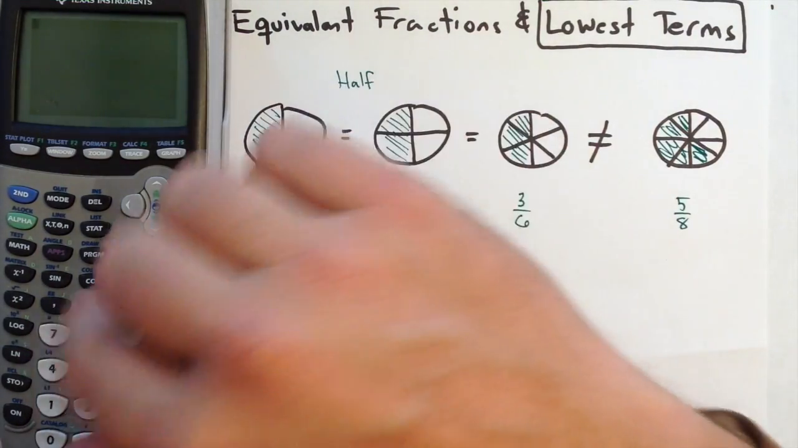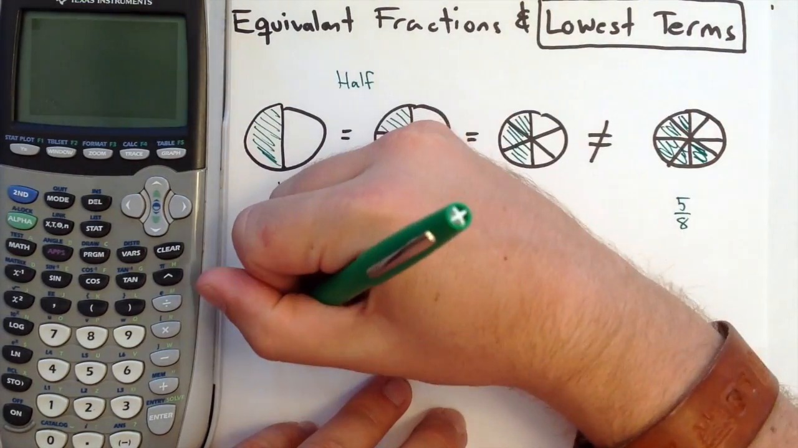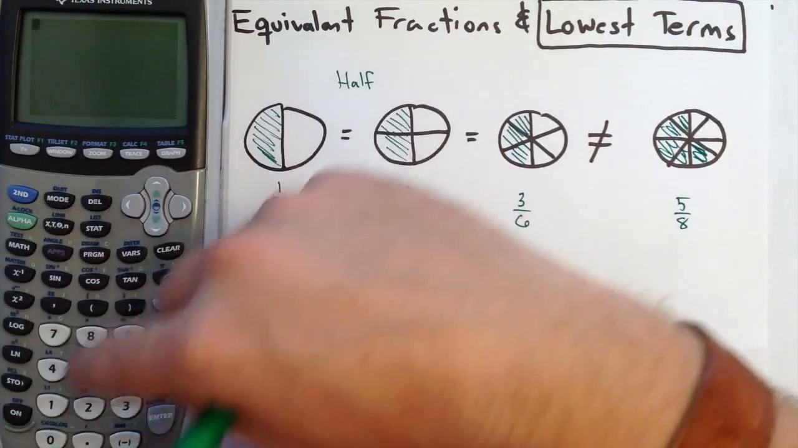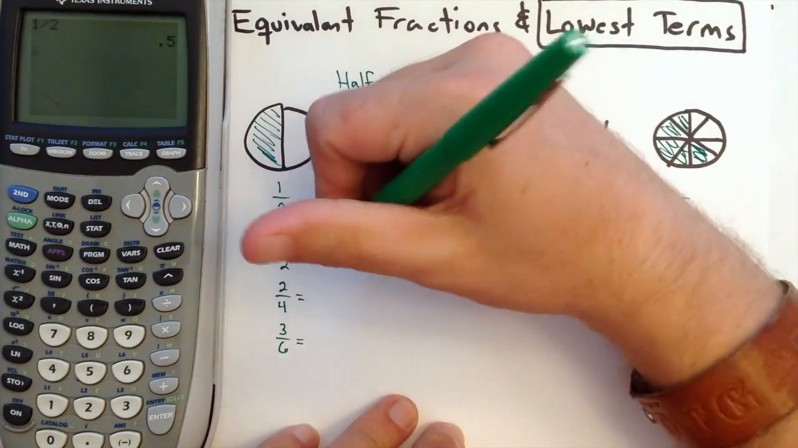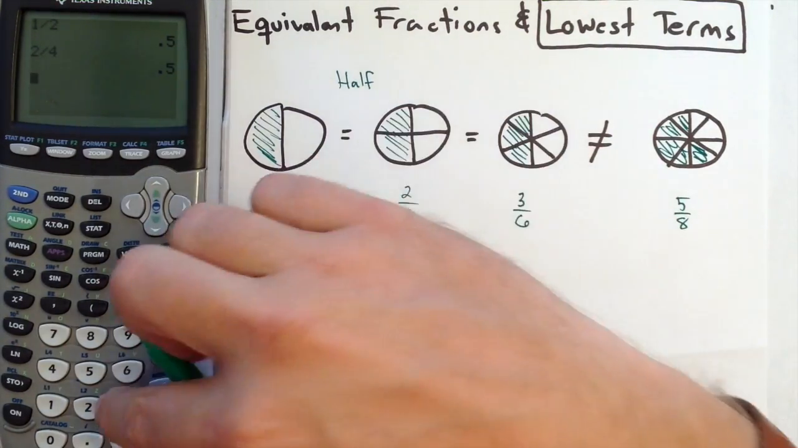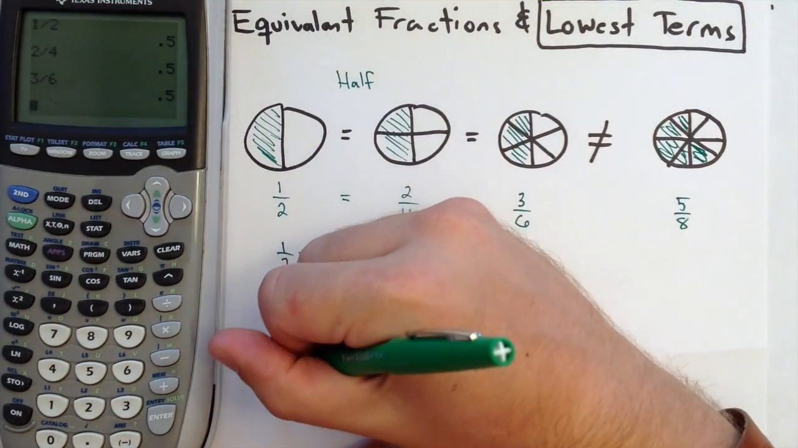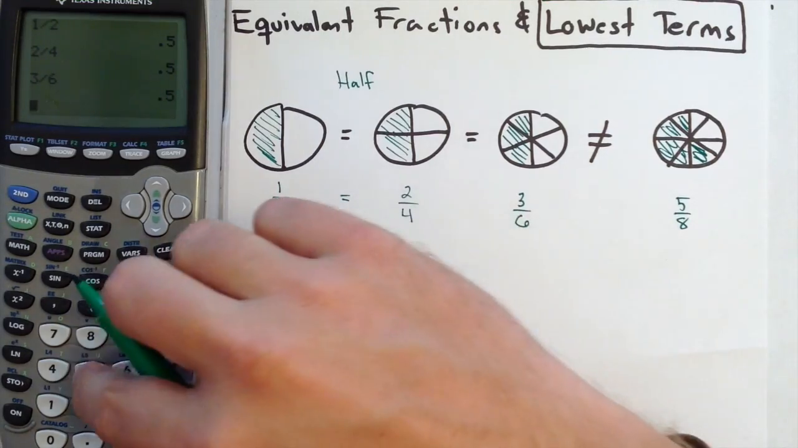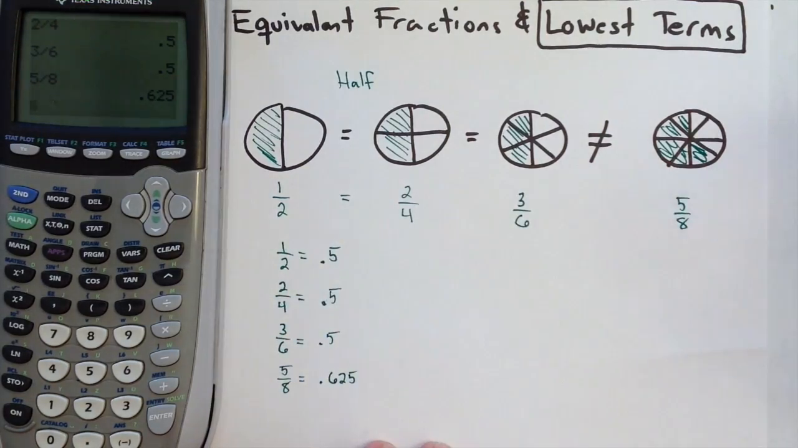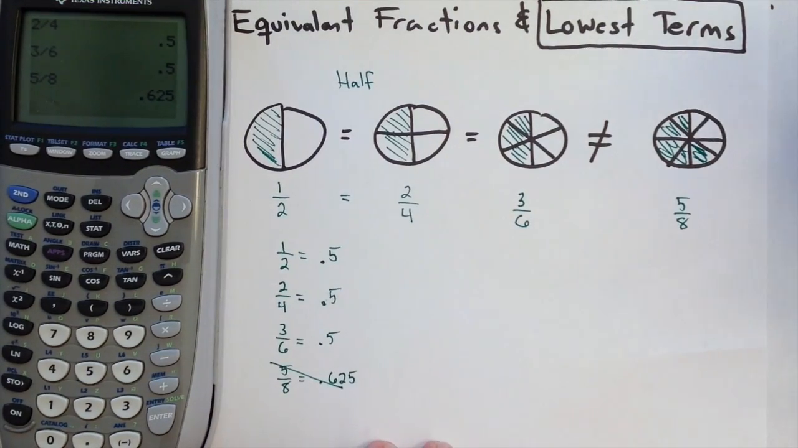Well, one way is, on our calculators, we can take fractions like 1/2, 2/4, and 3/6, and we can turn them into decimals. So, we can say 1 divided by 2 is 0.5. Or I can say 2 divided by 4 is 0.5. Or 3 divided by 6 is 0.5. This is unlike 5/8. When I divide 5 divided by 8, I get 0.625, something more than half, something more than 50%. So 5/8 is not equivalent to the other 3 fractions.